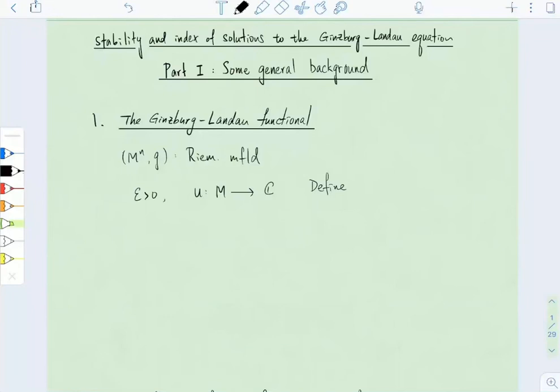Okay, welcome to part one of my lectures, where I'll give you a general overview of how the Ginzburg-Landau functional is related to codimension 2 minimal submanifolds.